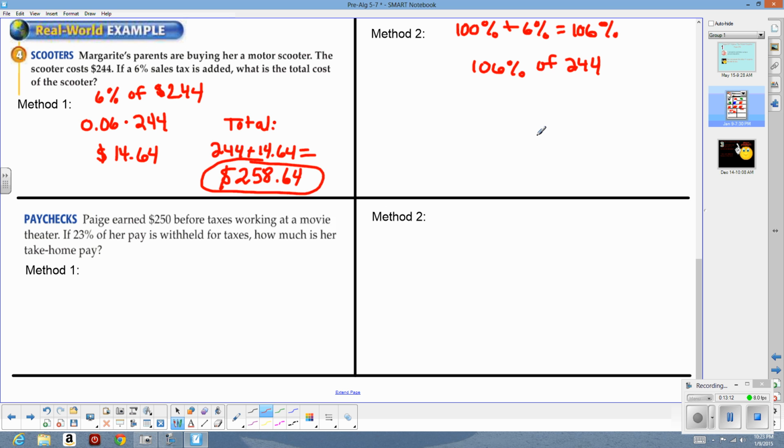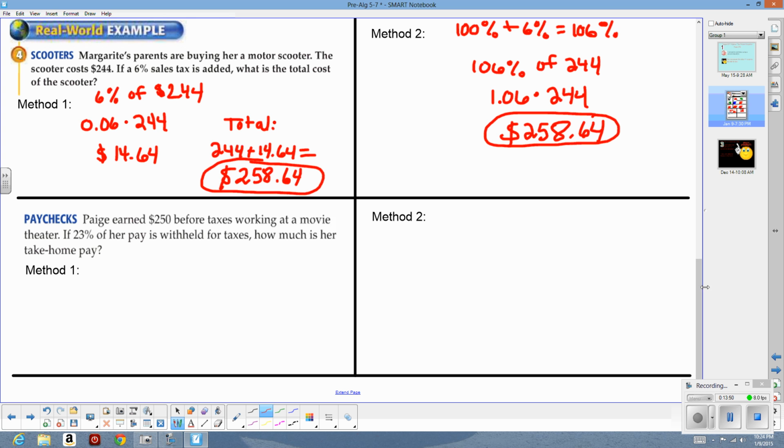To figure out 106% of $244, we're going to write the 106% as its decimal form, which is 1.06, and then multiply that by the whole, which is 244. And that comes out to $258.64. Basically, this method gets you to the final answer in one step instead of having to take the tax and adding it on.